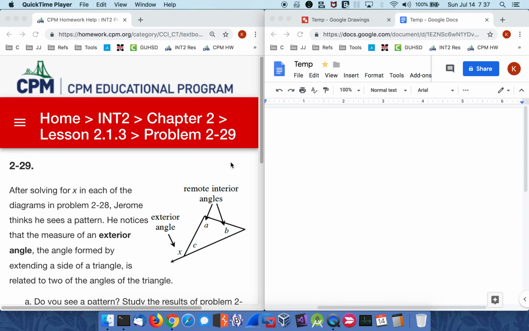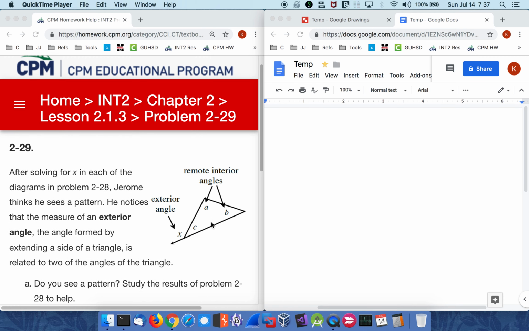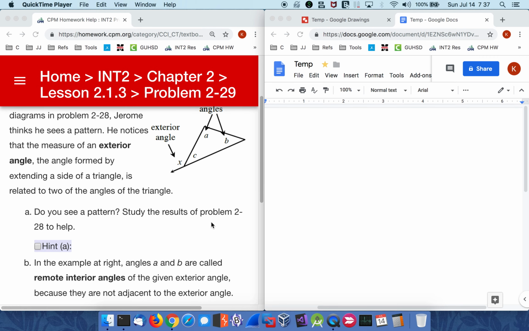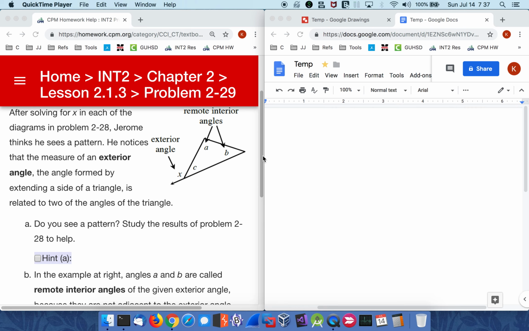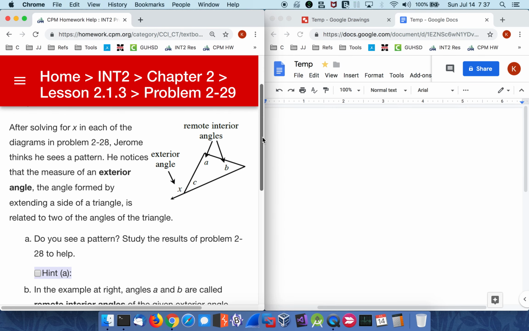Hello! So it looks like we're on lesson 2.1.3, problem 2-29, because I think we just did 2-28 last time. So let's look at 2-29. It says, after solving for x in each of the diagrams in problem 2-28, Jerome thinks he sees a pattern. Well, I hope so, Jerome.